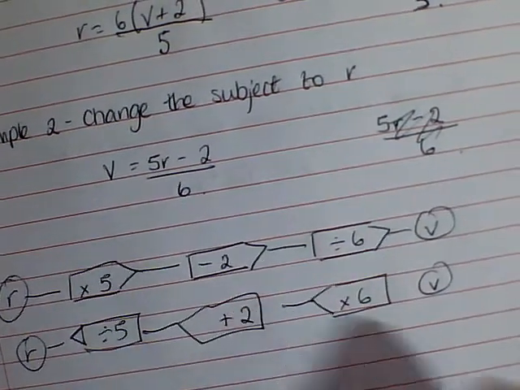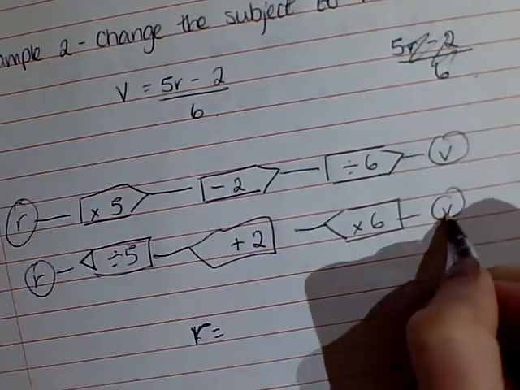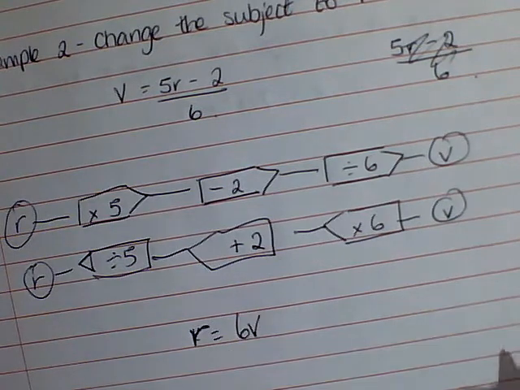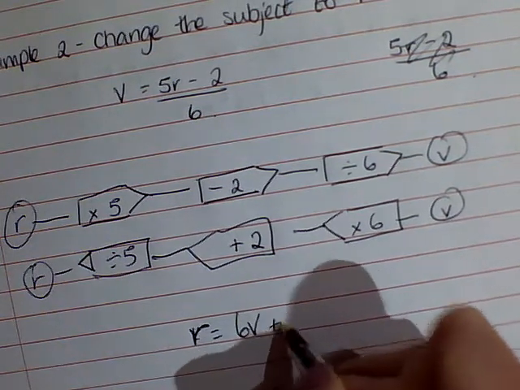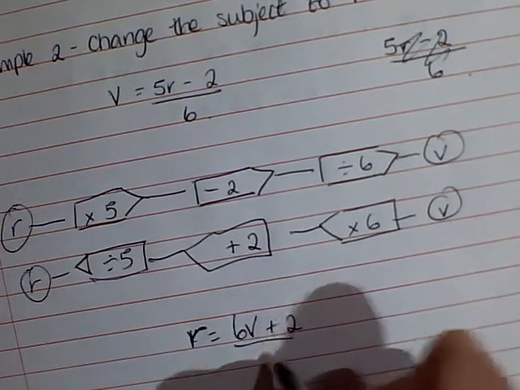So R this time, I'm going to times V by 6. Then I'm going to add 2. V times 6 and 2, all over 5.